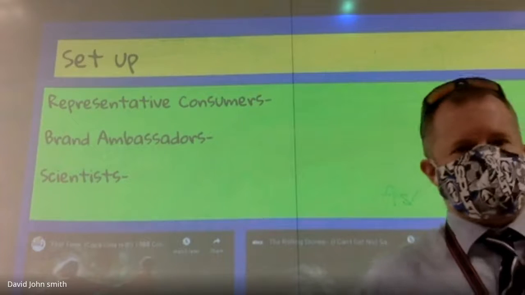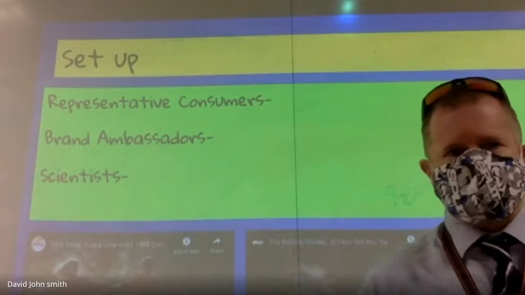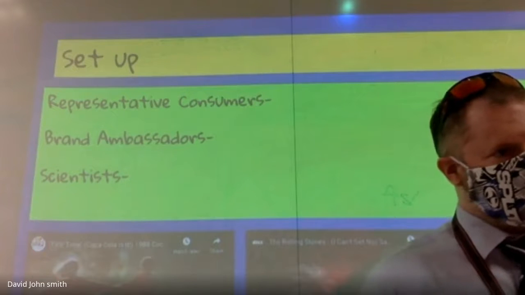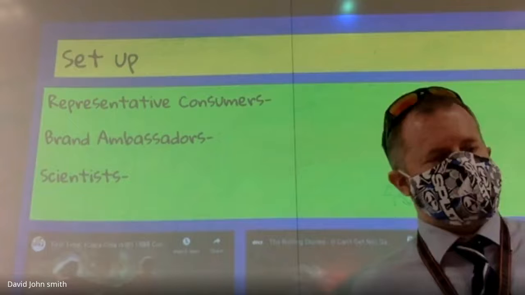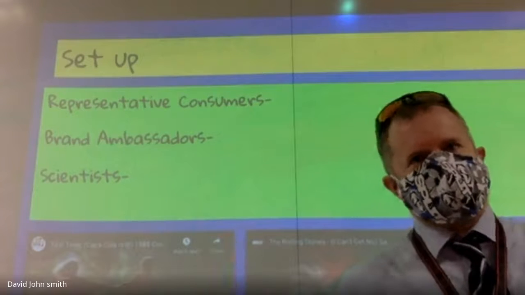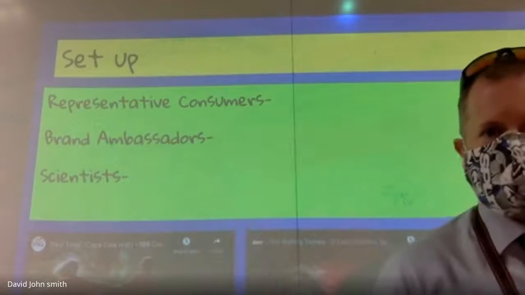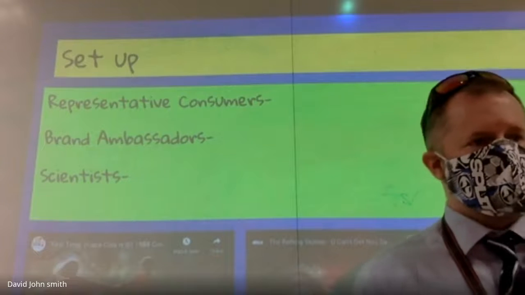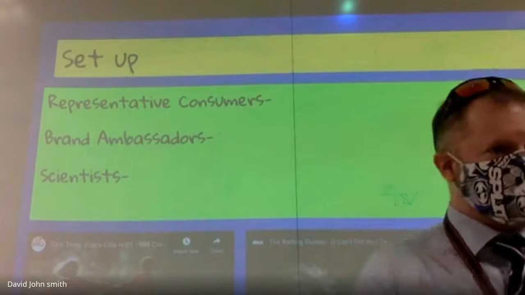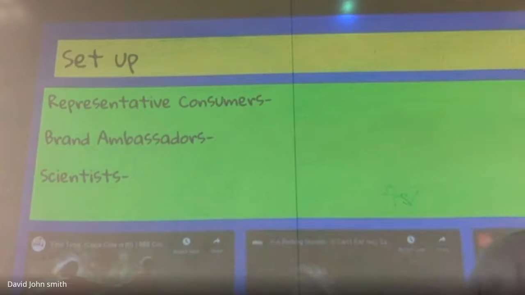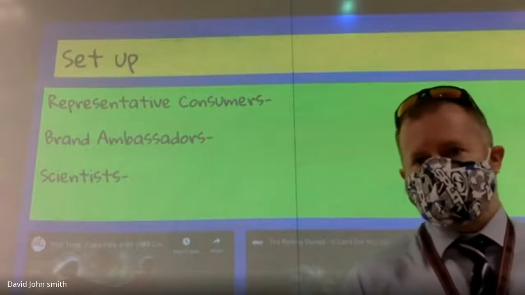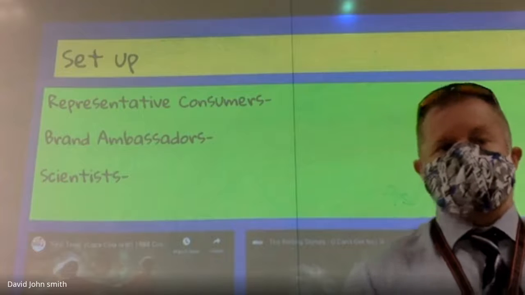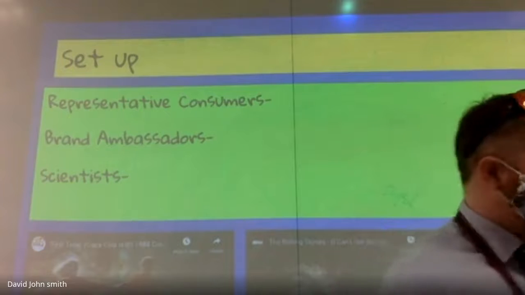And it doesn't make sense to have too many consumers, so I'm anticipating at most 4. The brand ambassadors are going to be the ones producing, supplying the product. That's going to be them. And then the scientists are going to be figuring out what's going on, recording the data, and then the actual analysis as we go through at the end. That, I hope, is about as clear as mud.